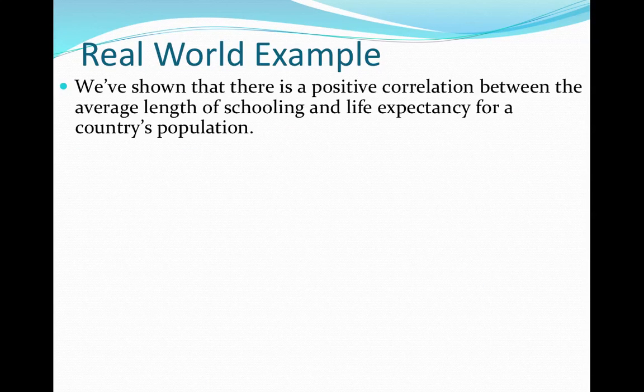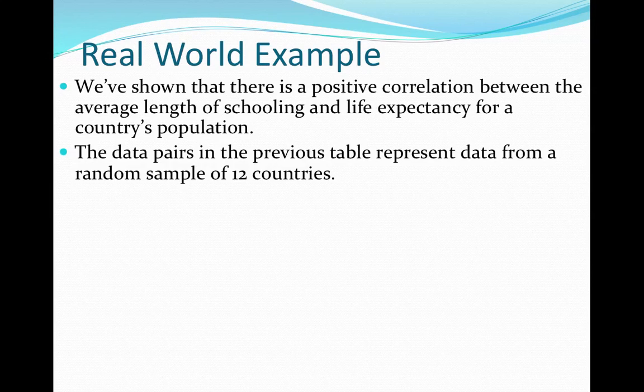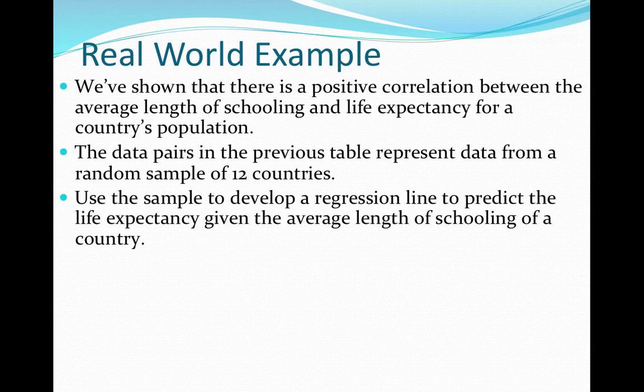We've shown that there's a positive correlation between average length of schooling and life expectancy for a country's population. When we plugged this in and looked at our scatter diagram, the points were moving upward from left to right. The data pairs in the previous table represent data from a random sample of 12 countries. Use the sample to develop a regression line to predict the life expectancy given the average length of schooling of a country. Okay, so there's our first task.